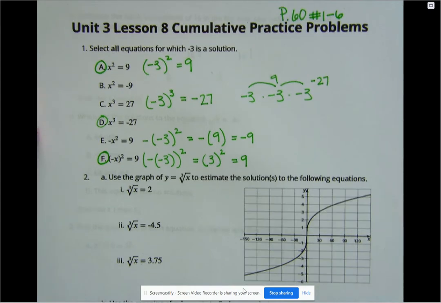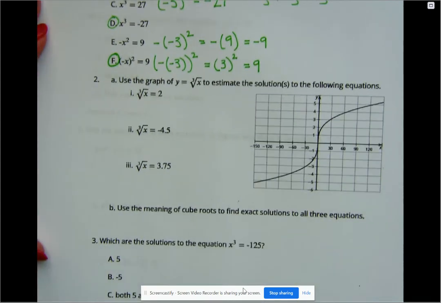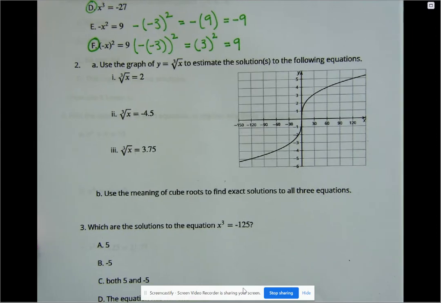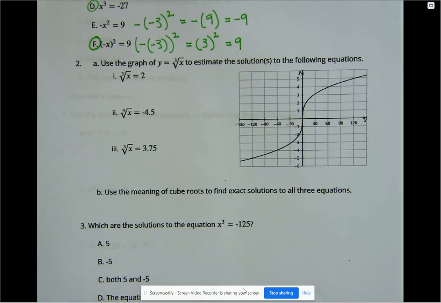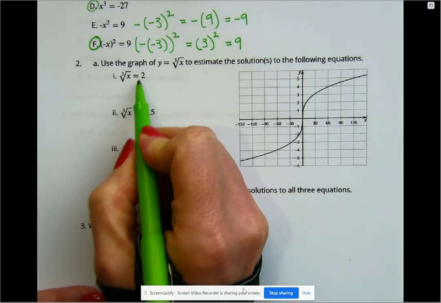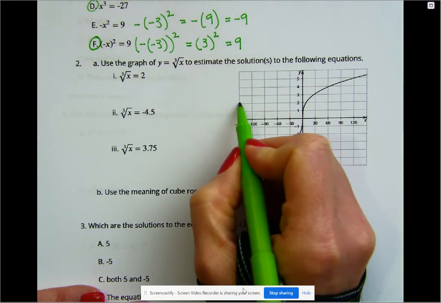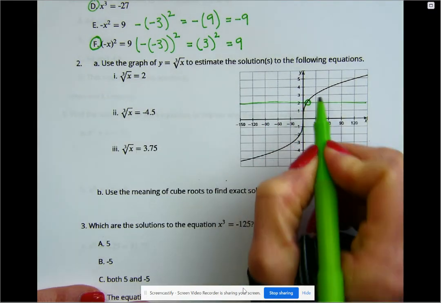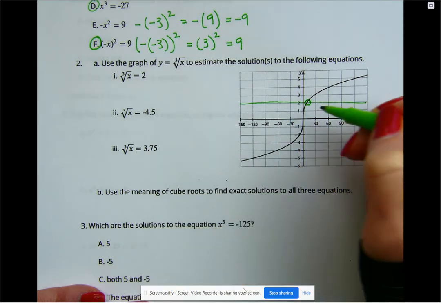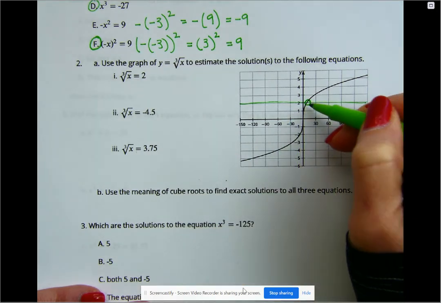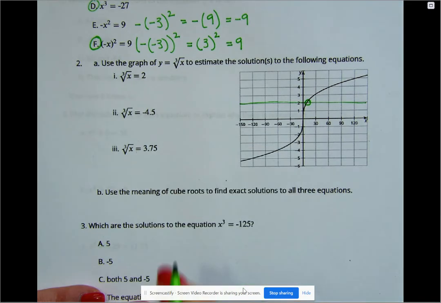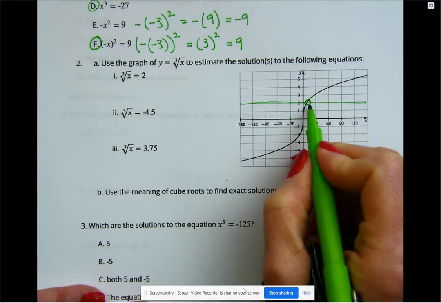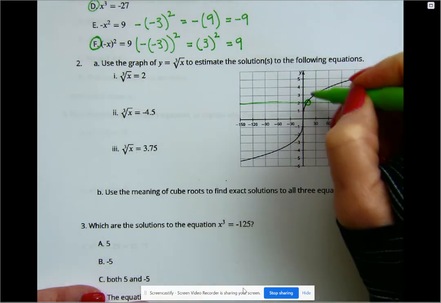All right, on number 2, we're going to do some estimating using the graph. So the cubed root of x is equal to 2. So here's 2, and it crosses right there. Well, I know the answer is 8 because 2 to the third is equal to 8, but I can see, oh yeah, that makes sense.